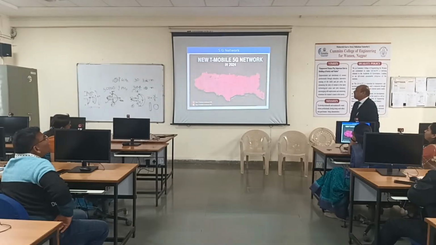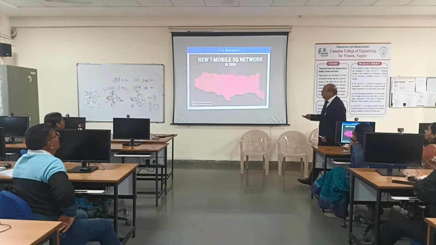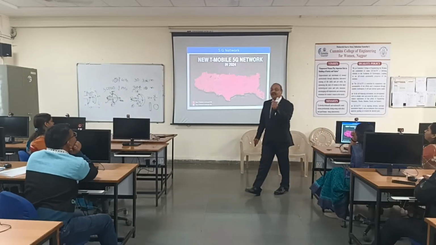Next. So what will the whole structure look like? These red colors are all the small cell antennas and the base.